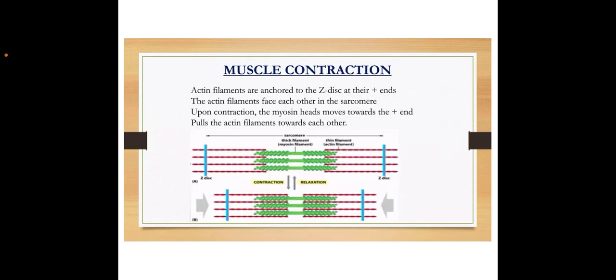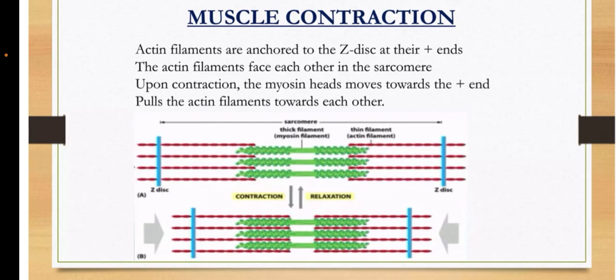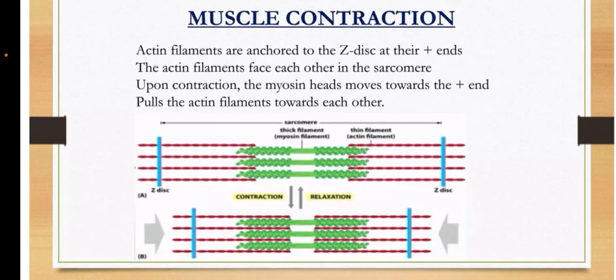They are also involved in muscle contraction. Actin filaments are anchored to the Z disc at the plus end. The actin filaments face each other in the sarcomere. The sarcomere is the region of the skeletal muscle cell where a light band, a dark band, and then a light band, these contrasting bands, are present, and this one region contains all three different bands together. Upon contraction, the myosin heads move towards the plus end and pull the actin filaments towards each other.